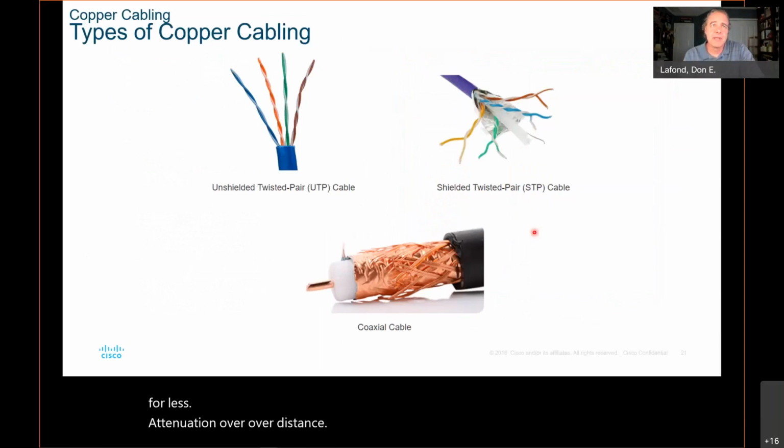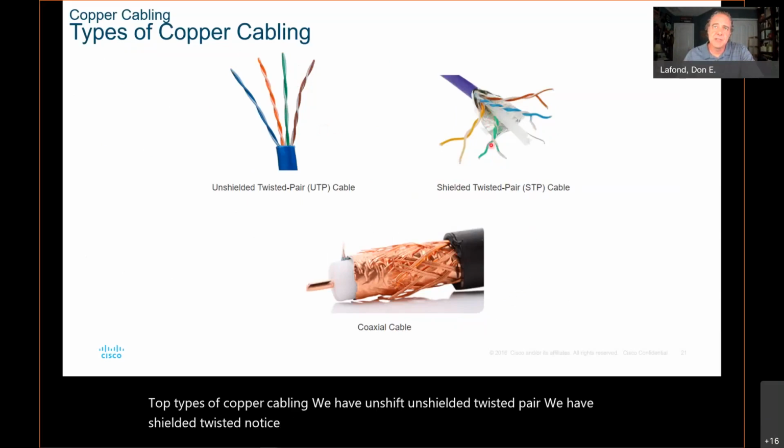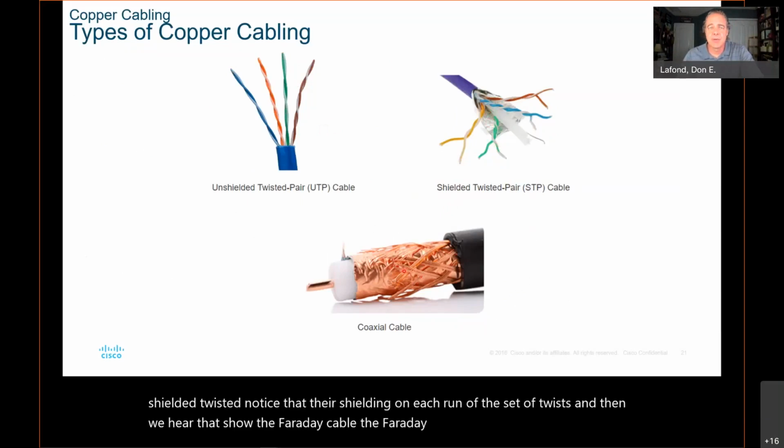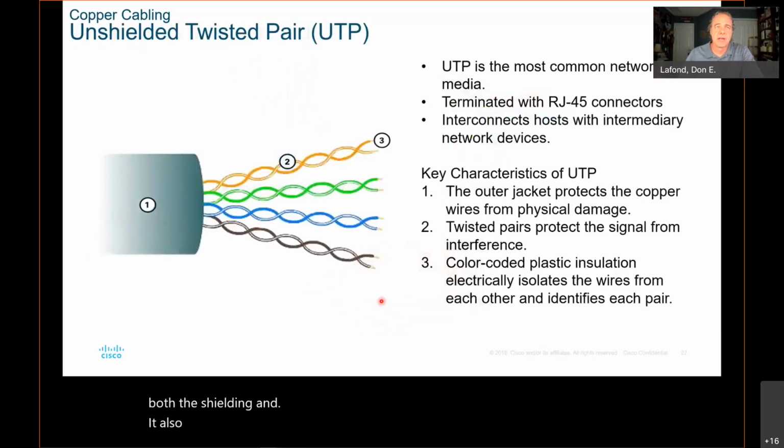Types of copper cabling: we have unshielded twisted pair. We have shielded twisted pair. Notice that there's shielding on each run of the set of twists. And then here they show the Faraday cage, this copper shielding. It's both the shielding and it also serves as ground as well for coax.